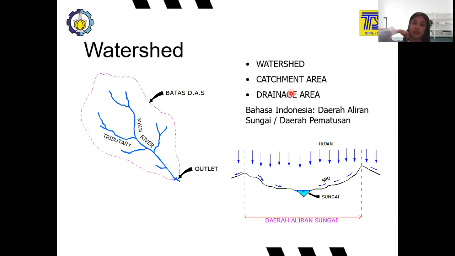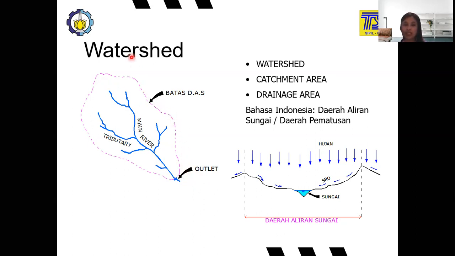Principally, it's the same. It is the boundary between the area from each river. Like here, we have one main river, and there are tributaries area here. From this tributary, the water is flowing. Remember, the water is flowing from the higher elevation to the lower elevation. So if there's the river here, of course, the higher elevation is the tributaries area, and the main river is lower than that, and the outlet is the lowest one. So the water is flowing from the tributary to the main river and going to the outlet.